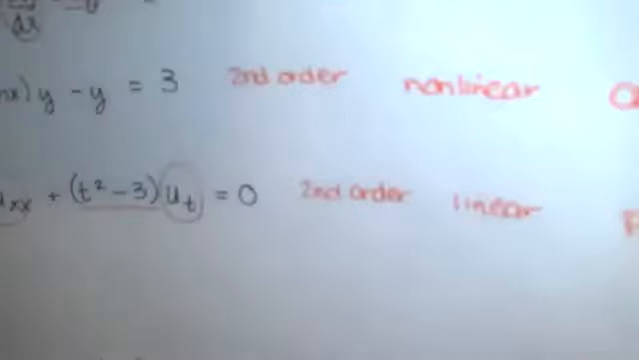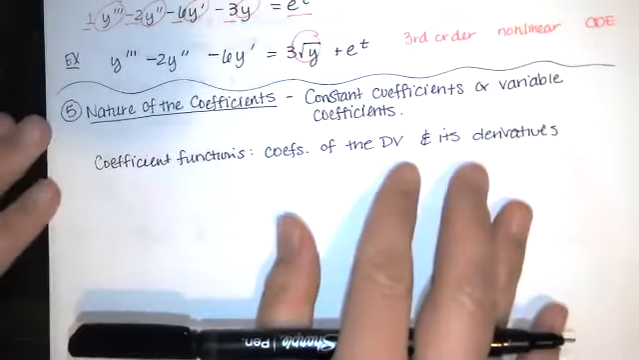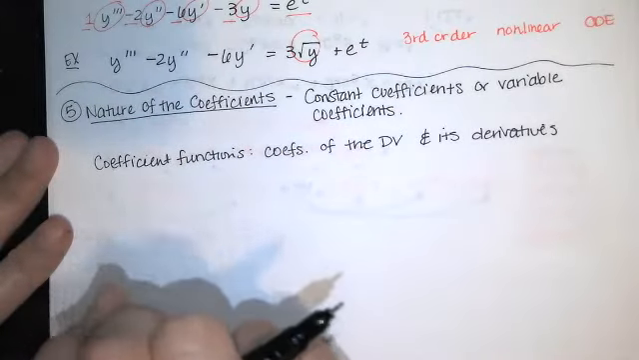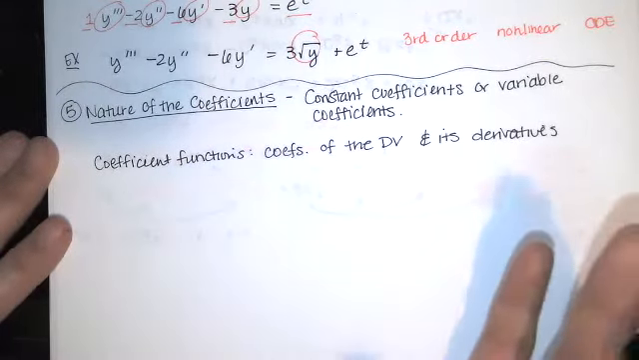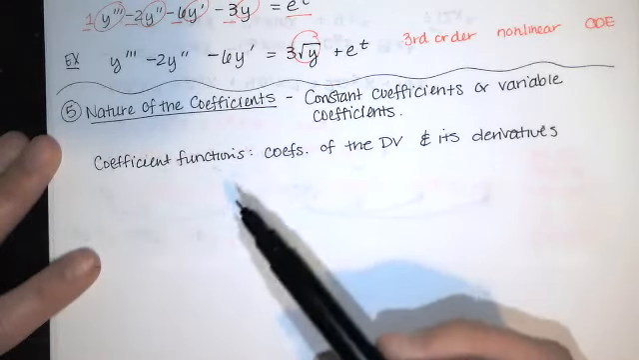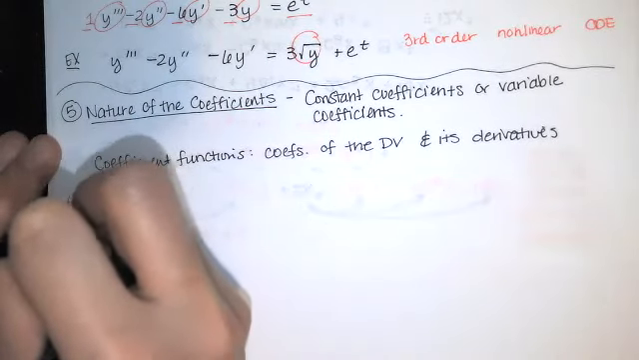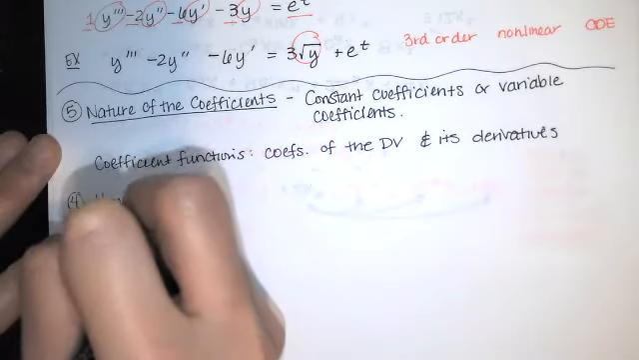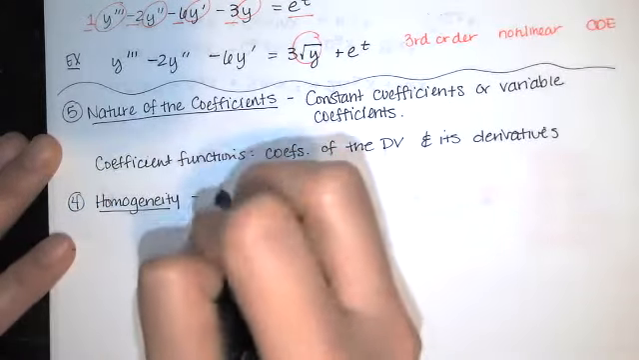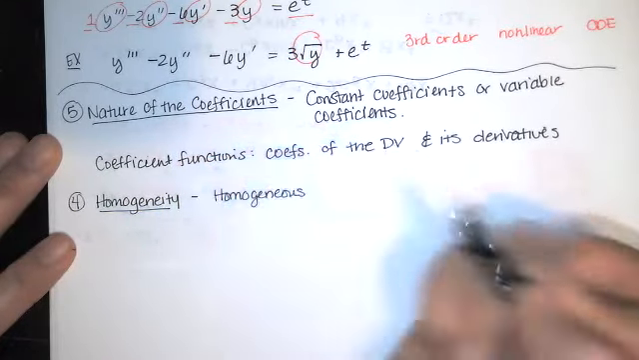Okay, now let's talk about homogeneity. If the coefficient functions are constants, it's a constant coefficient equation. If the coefficient functions have variables in them, the independent variables generally, then it is a variable coefficient differential equation. So a differential equation is either homogeneous or non-homogeneous.